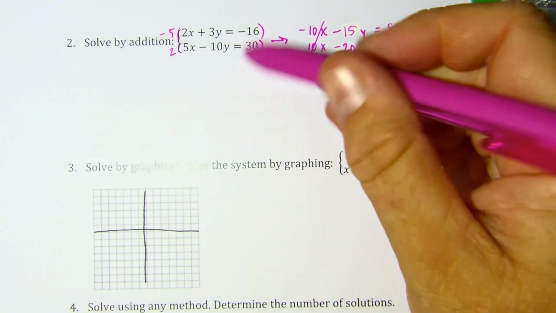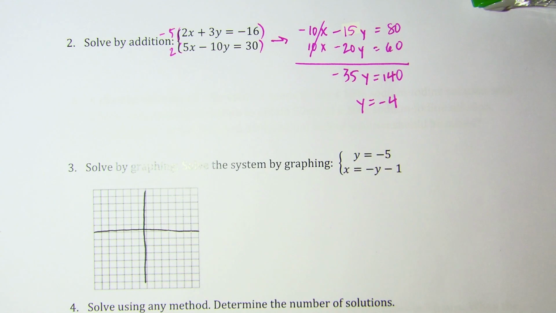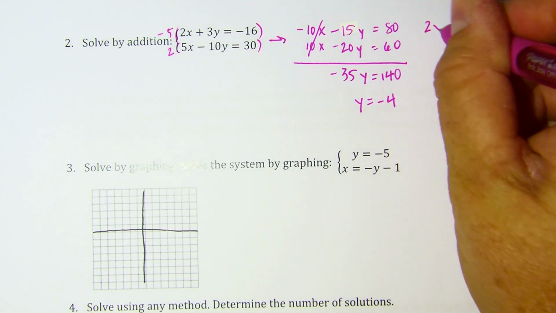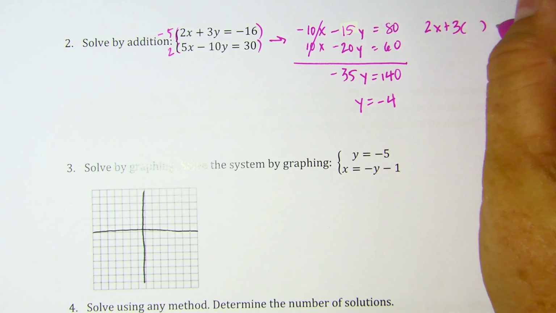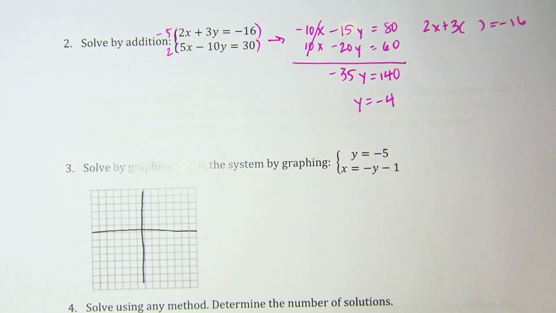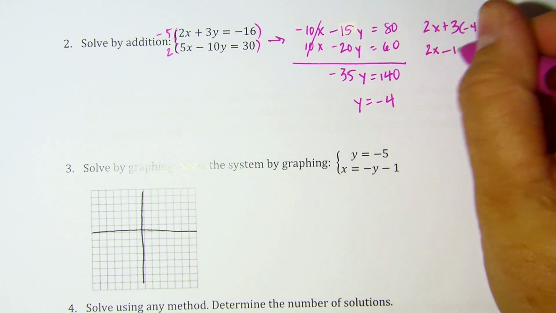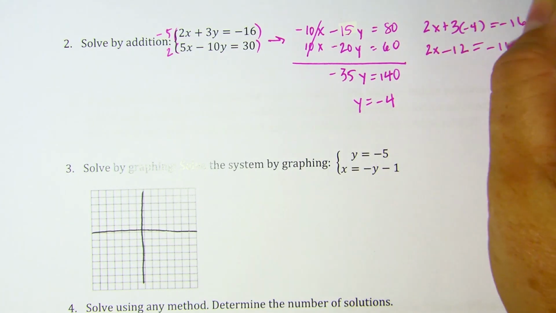And I can plug that into either equation to solve for x. It doesn't matter which one. I'm going to choose the top equation. So 2x plus 3y equals negative 16, my y value is negative 4. So 2x minus 12 equals negative 16.